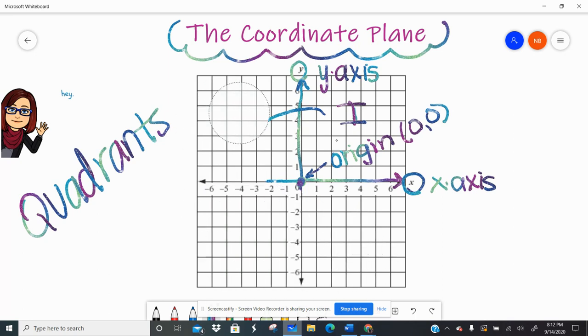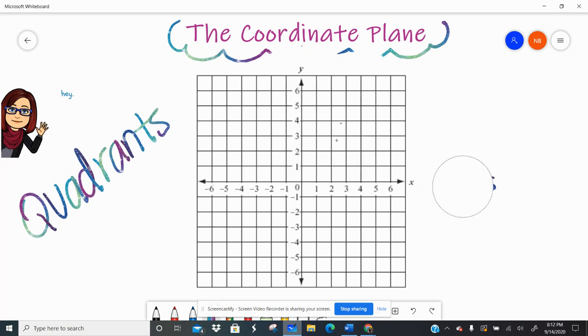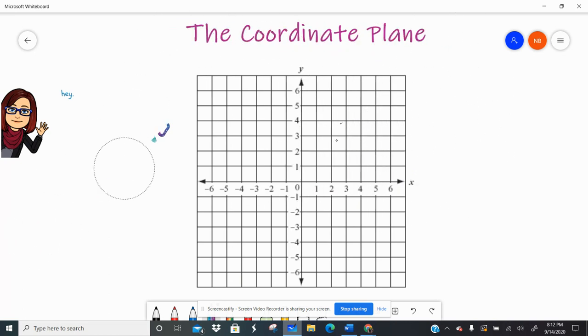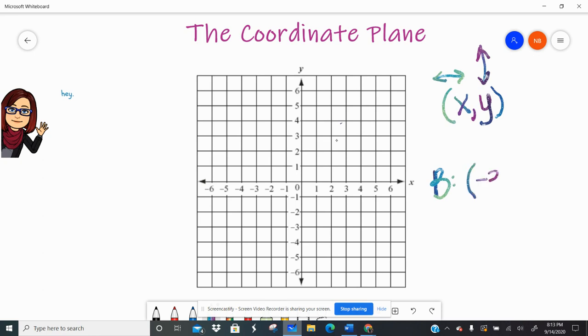But let's talk about graphing on the coordinate plane. When we graph on the coordinate plane, we use something called an ordered pair. And an ordered pair is made up of an x value and a y value. It's kind of like directions or an address to a point on the coordinate plane. X, remember, goes side to side. Y goes up and down. So say I have the ordered pair B for burger, and it is located at -3, +4.